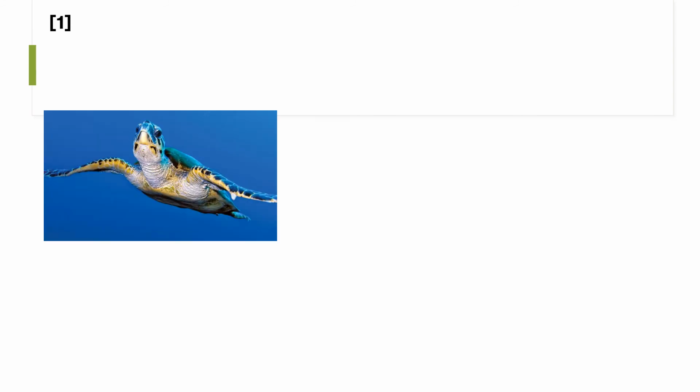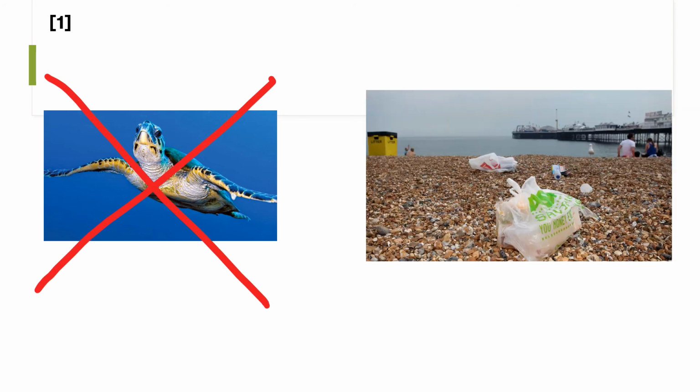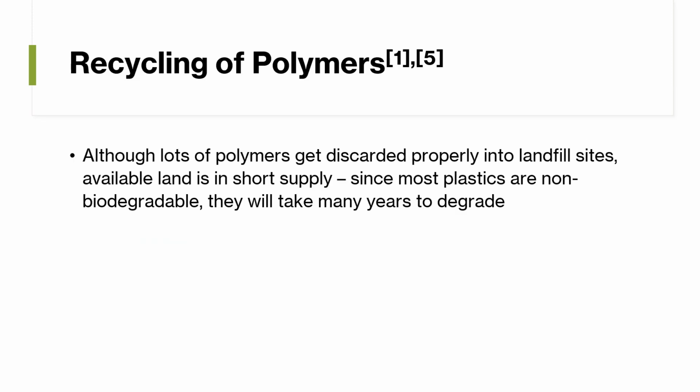Now, polymers are clearly very impactful in our lives on a day-to-day basis. However, there are plenty of downsides to them. Marine life such as sea turtles may mistake plastic pellets for food. Upon consumption of the pellets, the turtles become too buoyant to dive properly for food, and consequently they die. Other than causing visual pollution, polyethylene plastic bags that end up as litter can often cause damage to animals and plants too. Although lots of polymers such as single-use plastics get discarded properly into landfill sites, available land is in short supply, and since most plastics are non-biodegradable, they will take many years to degrade.